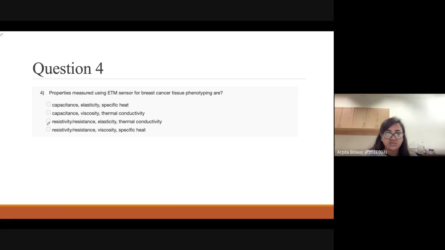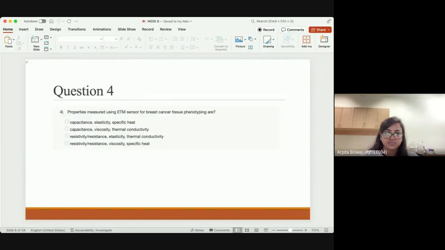The fourth option is resistivity or resistance, viscosity, and specific heat. So go through the question carefully and try to give the right answer.